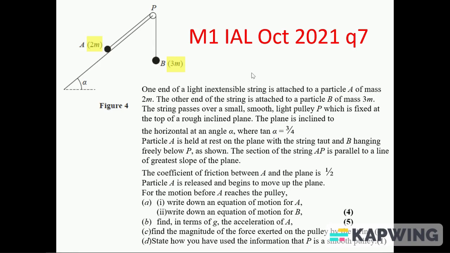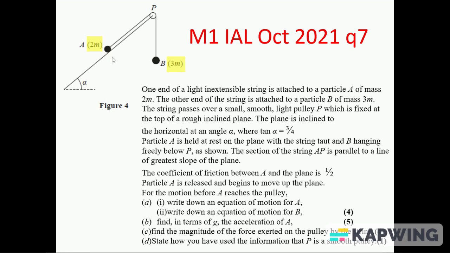Right, we've got the M1 International A-Level, October 21, question 7. It's an inclined planes question with a pulley. One end of a light inextensible string is attached to a particle A of mass 2m, the other end to a particle B of mass 3m, and the string passes over a smooth light pulley which is at the top of a rough plane, so this plane's rough. The plane is inclined at an angle alpha to the horizontal, and tan alpha is 3/4.